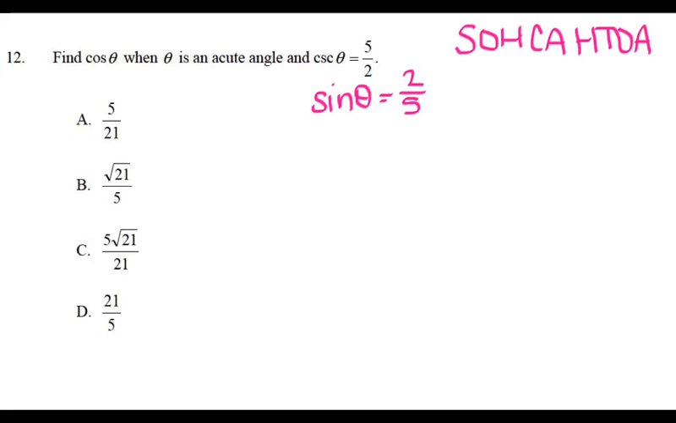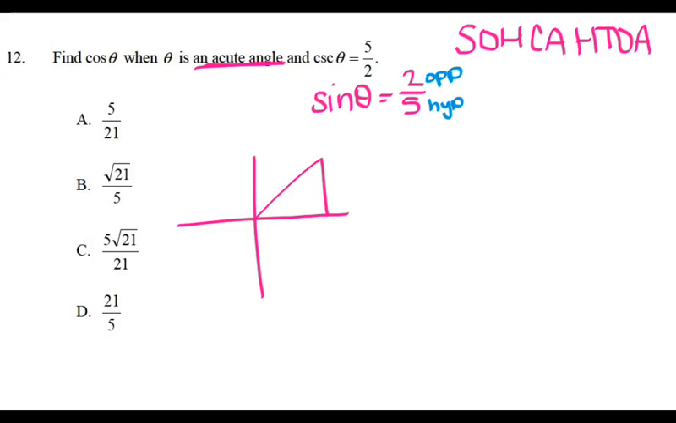Now again, I am going to draw a triangle. It does say that the angle is acute, which means your angle has to be between 0 and 90 degrees. So that's going to put your triangle in the first quadrant. So sine, using SOHCAHTOA, we know is the opposite over the hypotenuse. So I can go ahead and label those two sides on my triangle. Here's my theta. Opposite side is going to be 2. Hypotenuse is going to be 5. And once again, we can use the Pythagorean theorem to find that other side. So I have a squared plus b squared equals c squared.